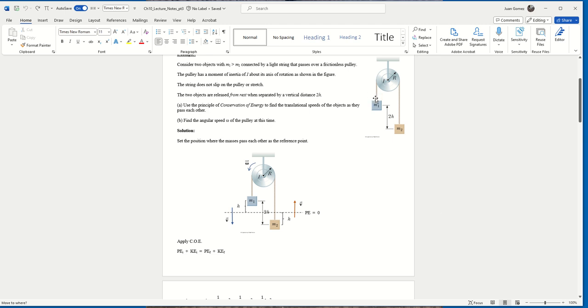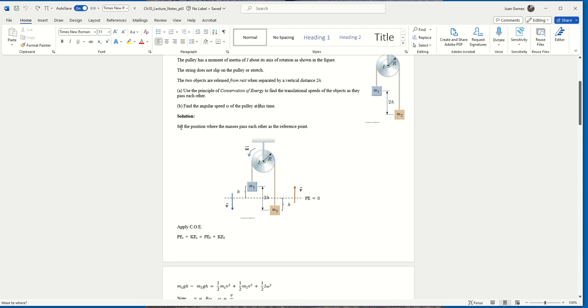So what happens is the system is at rest. M1 is at a height of 2h above M2. Released from rest, M1 moves down with the speed of v. M2 moves up with the speed of v. When they pass each other, right here at this dotted line, I want to know what is v and what is omega.